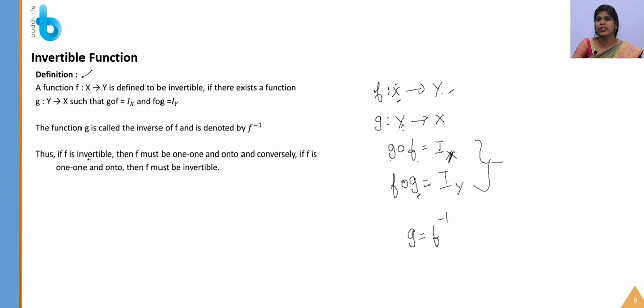Thus, if f is invertible, then f must be 1 to 1 and onto. And conversely, if f is 1 to 1 and onto, then f must be invertible. Other than these conditions, a function is invertible only when the function is 1 to 1 and onto. Conversely, we can also say if f is an invertible function, then the function is 1 to 1 and onto. So, that's all the definition for invertible function.